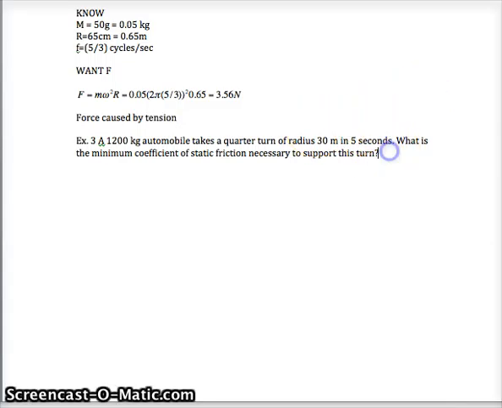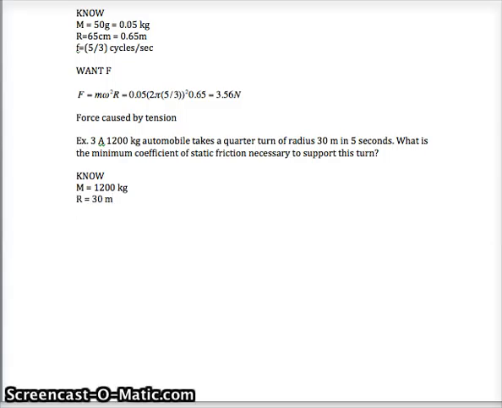Okay, so finally, we come to a more difficult problem where we have a 1,200 kilogram automobile taking a quarter turn of radius 30 meters in 5 seconds. What's the minimum coefficient of static friction necessary to support this turn? Now, what we've asked about is the amount of static friction here. So what you know is the mass is 1,200 kilograms, and you know the radius is 30 meters.